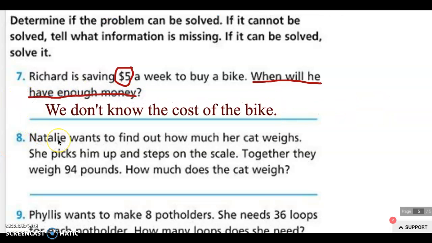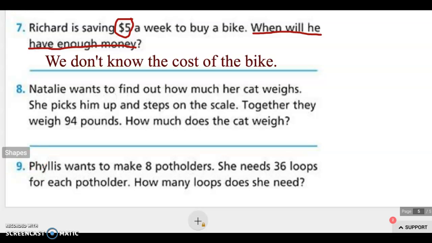All right. It's a pretty good indicator, I would say. If the problem only gives us 1 piece of numerical data, it is likely that we don't have enough information to solve. Let's take a look at our next one here.